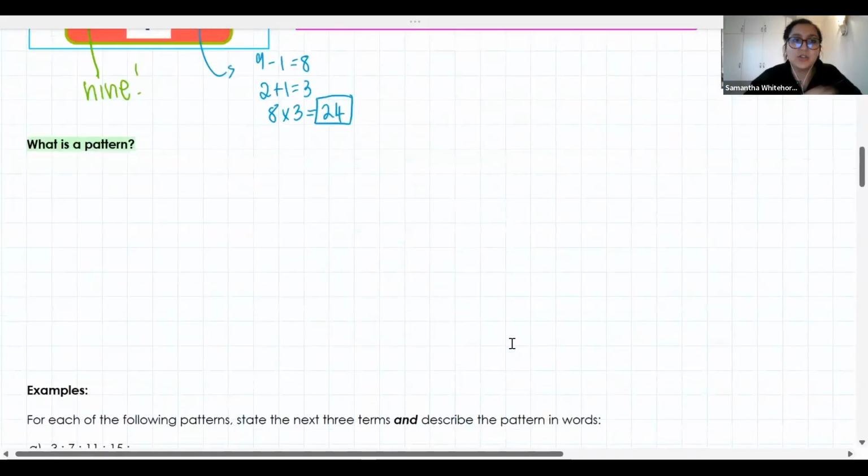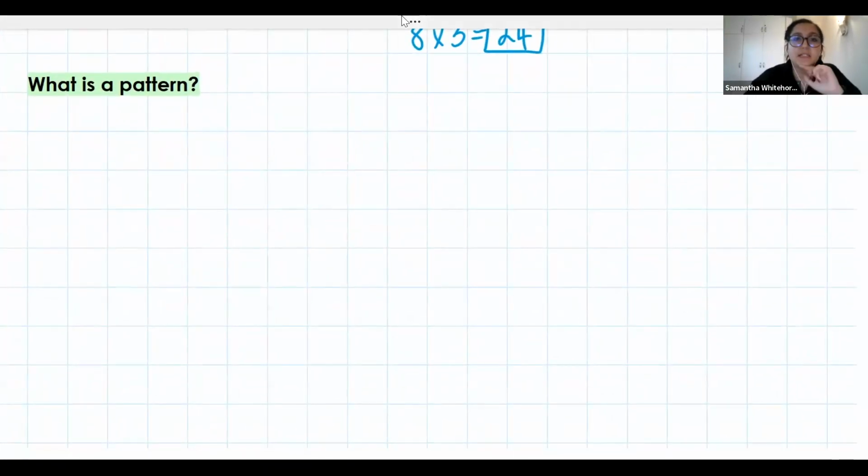Let us get into today's lesson. So today, like I say, what we're looking at is number patterns. If anyone wants to raise their hand, can someone tell me what is a pattern? You can relate it to numbers, whatever, but overall, broadly, what is a pattern?